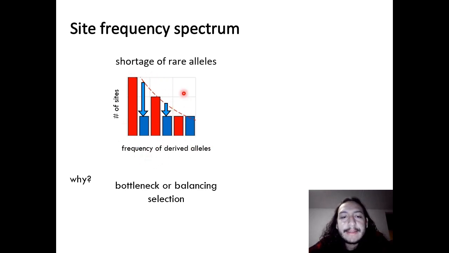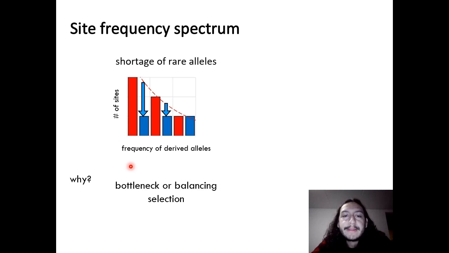So yeah, this is a way that people have even used to detect bottleneck events. They expect this distribution of rare alleles in the population, and if it's not fulfilled, then you can say that the population is going through a population bottleneck process.